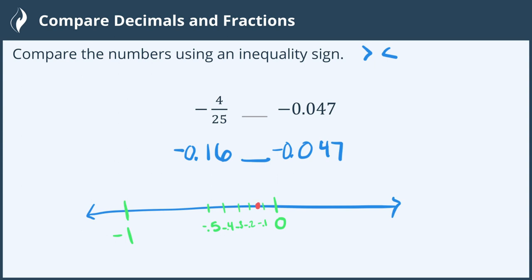The negative 0.047 will be much closer to the 0 here. And when I'm comparing, I want the number that is to the furthest right. So whichever of those is further to the right is the largest. My negative 0.047 is much closer to the right than the negative 0.16. So with my alligator opening to the larger of the two, I would say that this is the larger of the two numbers of my inequality that we're comparing.